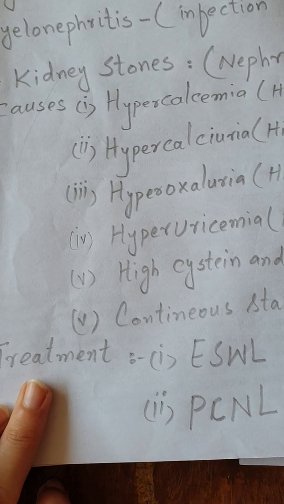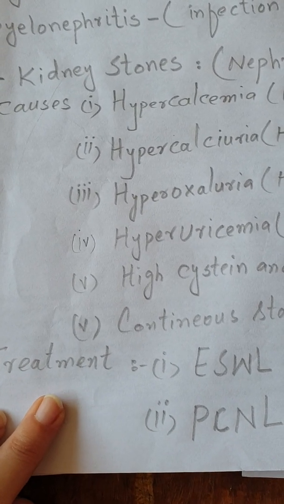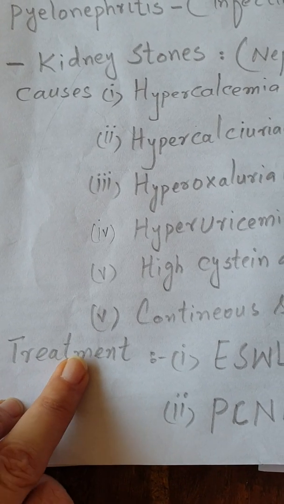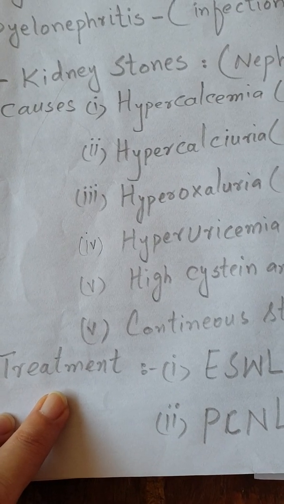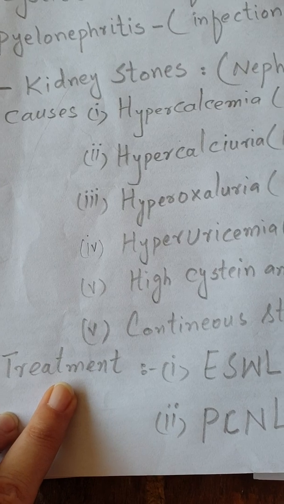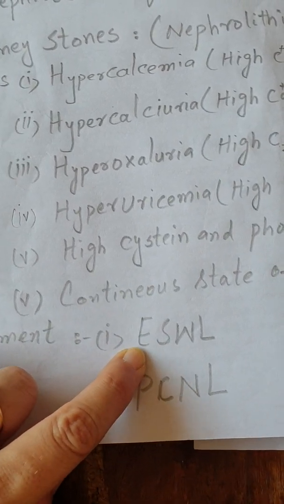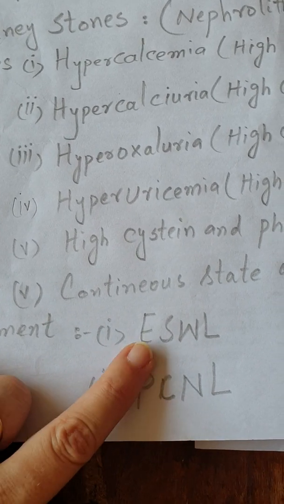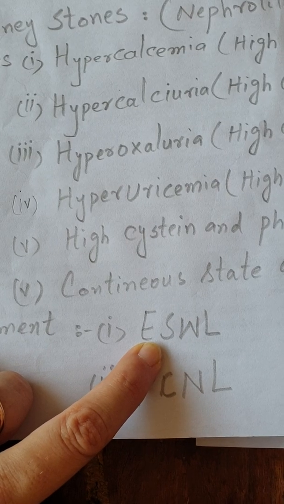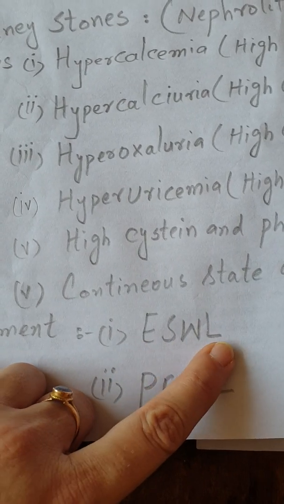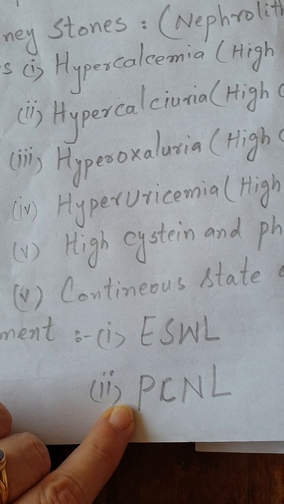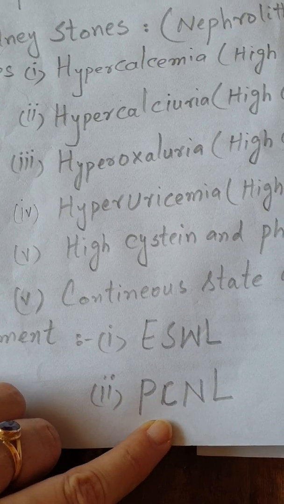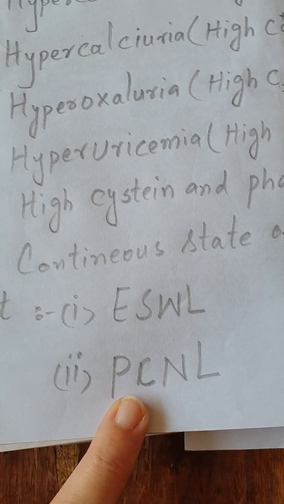So normally, in the previous time, open surgery was done for the treatment. But nowadays the two main modern and more secure treatments given to the patient of the kidney stones are extracorporeal shock wave lithotripsy and percutaneous nephrolithotripsy. These are the two types of lithotripsy, and you people already studied these lithotripsy.